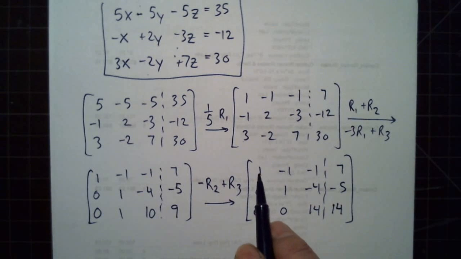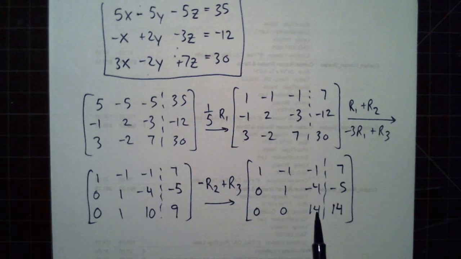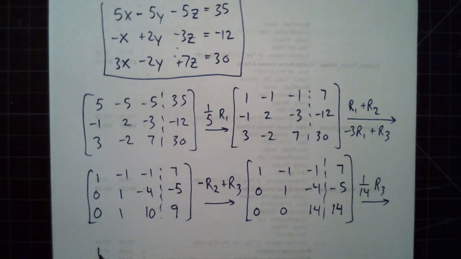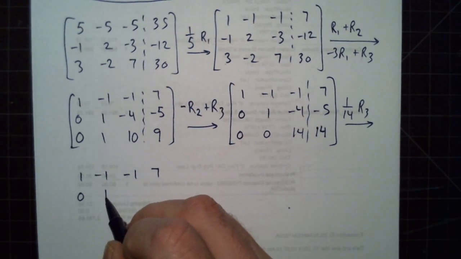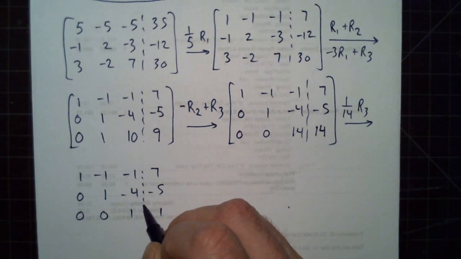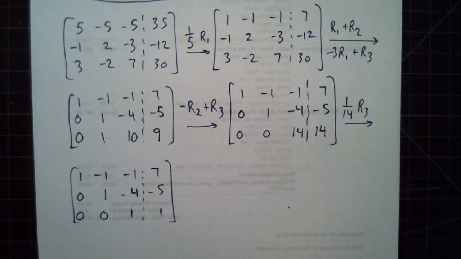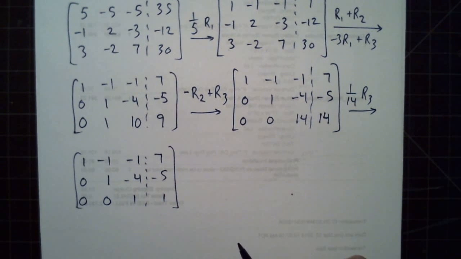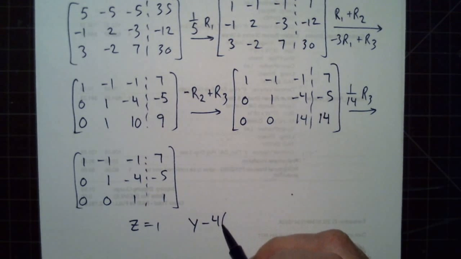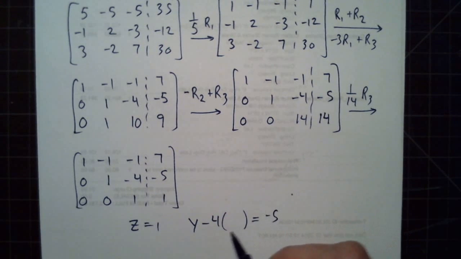And so we made it a 1, made zeros. Now we make that a 1 by doing 1 over 14 row 3. And that's row echelon form, where we see that z equals 1, and then we're going to go y minus 4z equals negative 5, and z is 1.